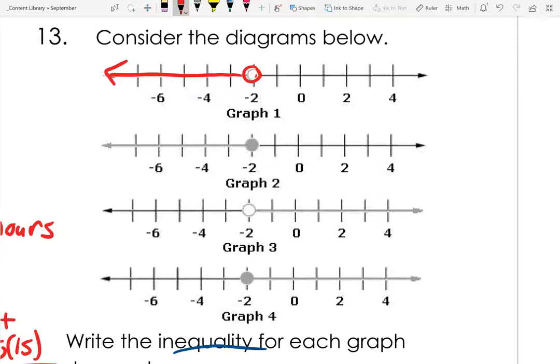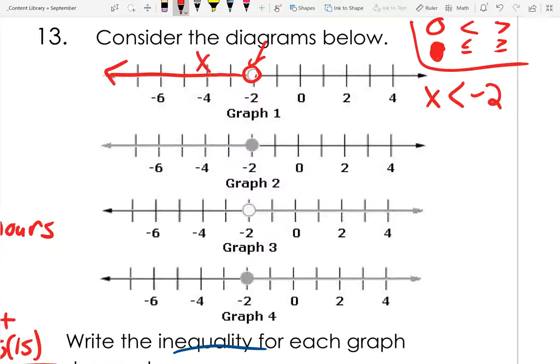So what that means is that all the x values that exist here, because it's shaded to the left, so -4, -6, all these numbers are less than -2. So all the values of x are less than -2. Now, since it's an open circle instead of a closed circle, it's just regular less than. An open circle has regular less than or regular greater than. A closed circle would be less than or equal to and greater than or equal to. So that's just something to keep in mind.